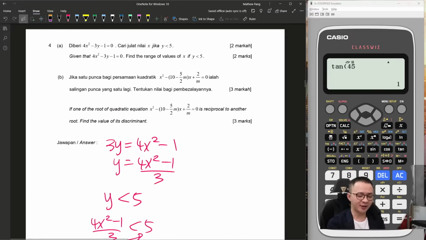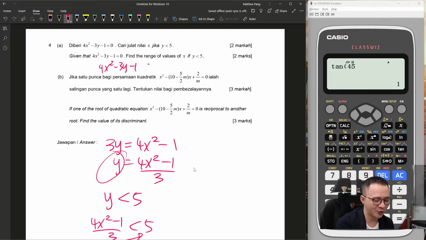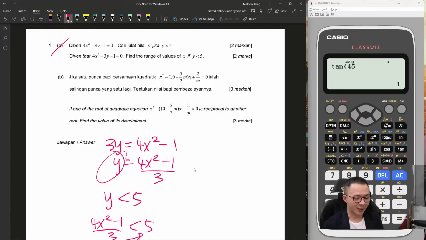I would say the important tip for this question is to make y the subject. Then only we do y less than 5. If not, you cannot say the whole thing is less than 5. Because some students will just say, oh sir, I know 4x squared minus 3y minus 1 is less than 5. Don't do that, because this expression itself is not y. So you need to make y the subject before you can start this question. Cool? Done. Now 2 marks.